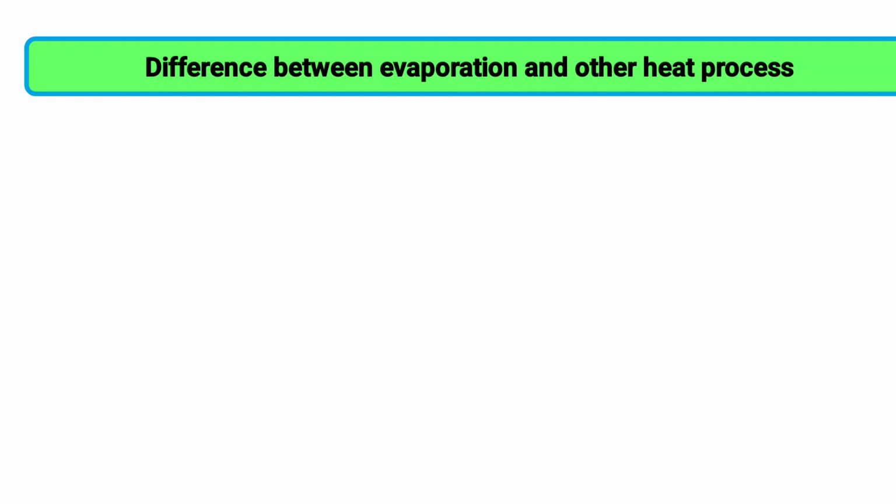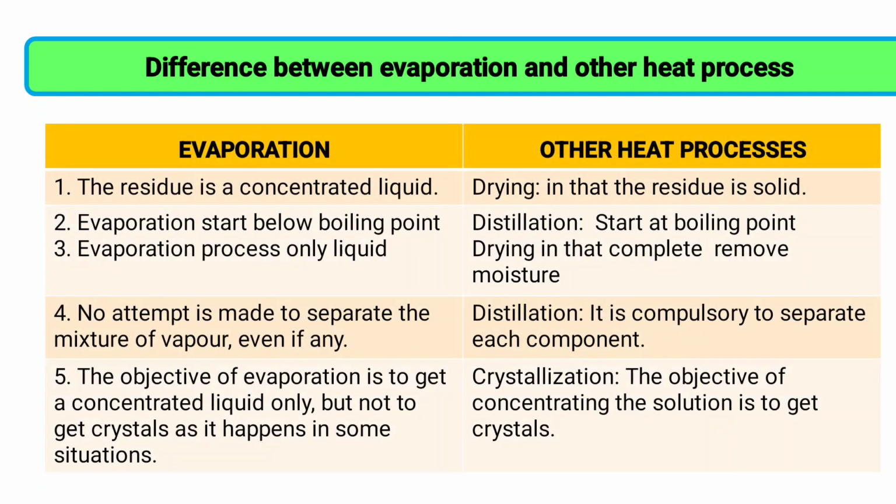Next, the difference between evaporation and other heat processes like drying, distillation, etc. In evaporation the residue is a concentrated liquid. In drying the residue is solid. So the basic difference between evaporation and drying is that in evaporation a large quantity of liquid gets vaporized, and drying is complete removal of moisture present in a solid. So the residue is liquid in evaporation, and in drying the residue is solid.